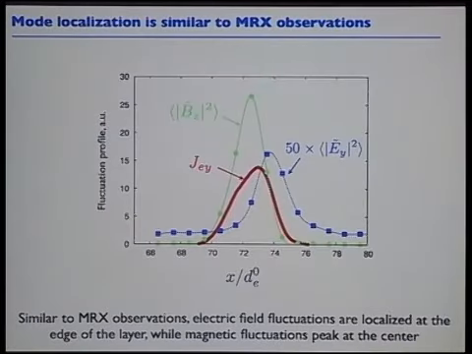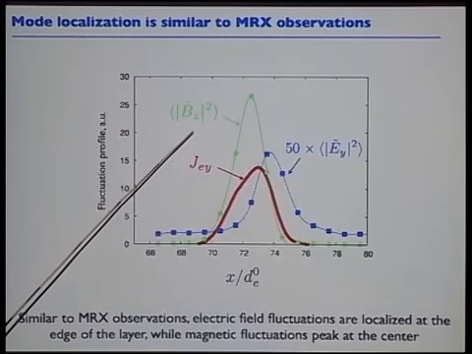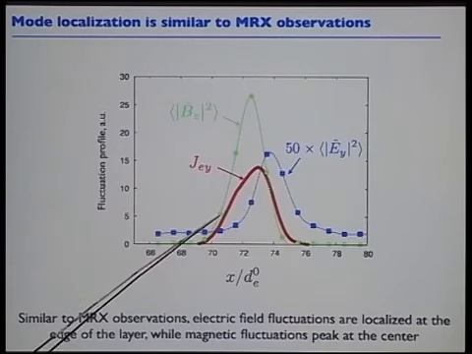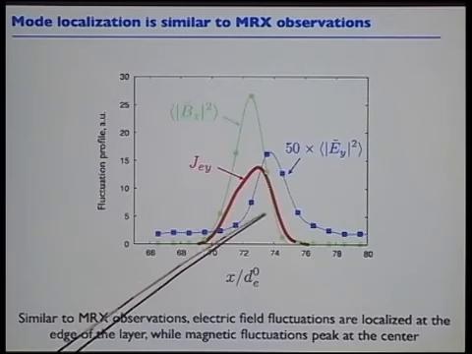So here he's, I think, taking a vertical cut through the x line and summing over, taking the absolute value of these fluctuations to show you how they're localized in comparison to the current density, which is red. So the fluctuations in the electric field are shifted.